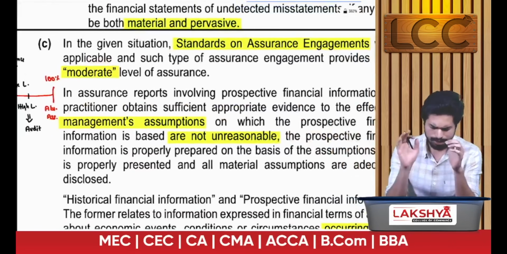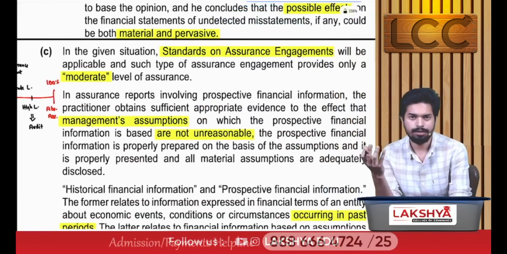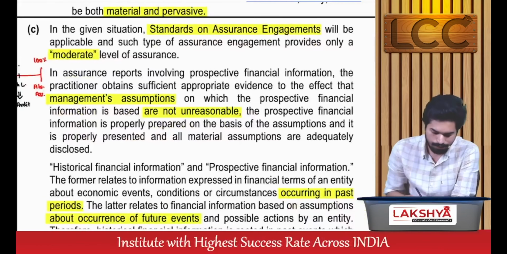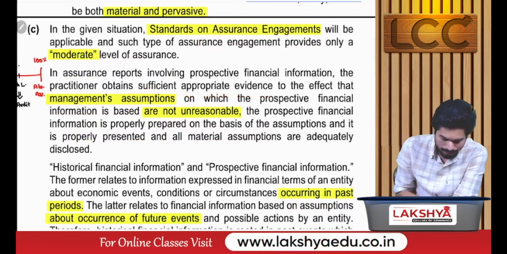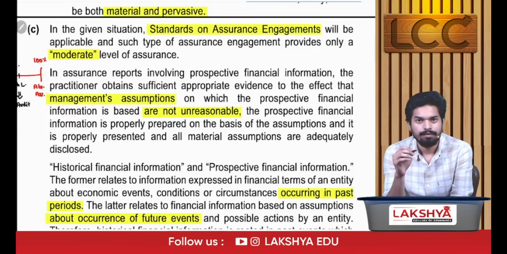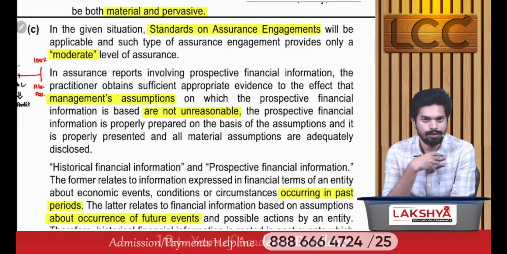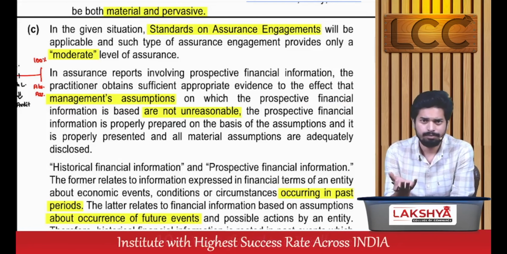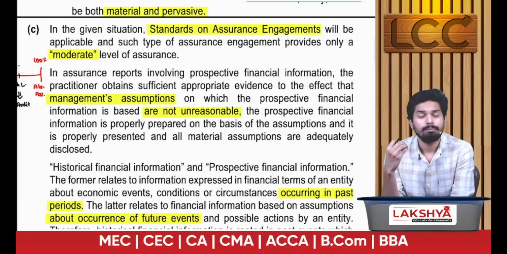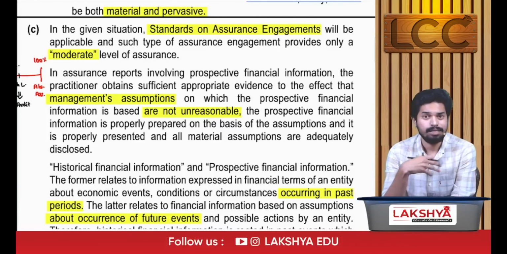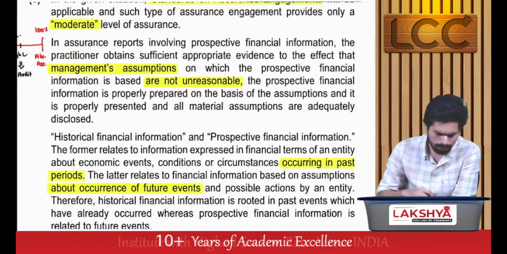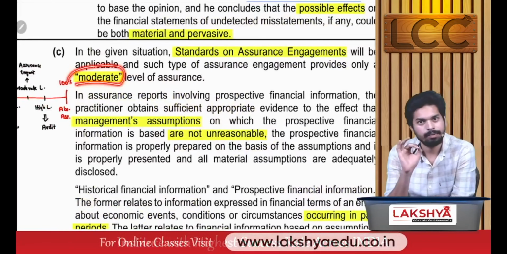And the practitioner, if you have been engaged to provide assurance on the prospective financial information, will obtain sufficient and appropriate evidence to the effect that the management's assumptions on the prospective financial information are not unreasonable. Whenever we have been engaged to provide assurance on prospective financial information, see, the prospective financial information is based on the assumptions of management. Completely the financial information is based on the management's assumption. Now, what the auditor expresses an opinion on is that the management's assumptions are not unreasonable. Okay? And what is the level of assurance he obtains for that? Moderate level of assurance. Clear?